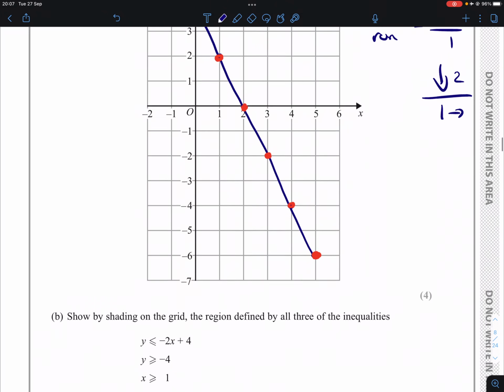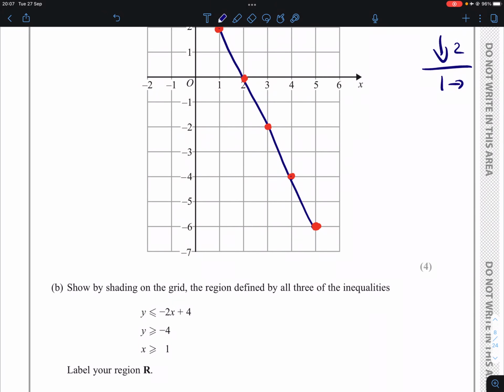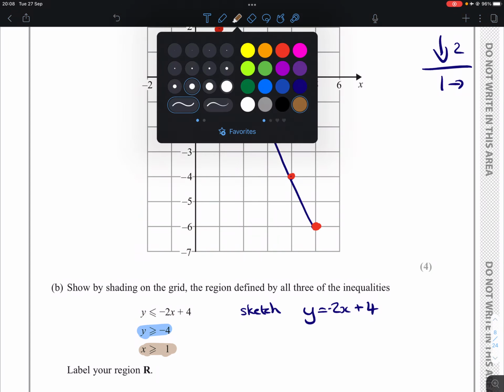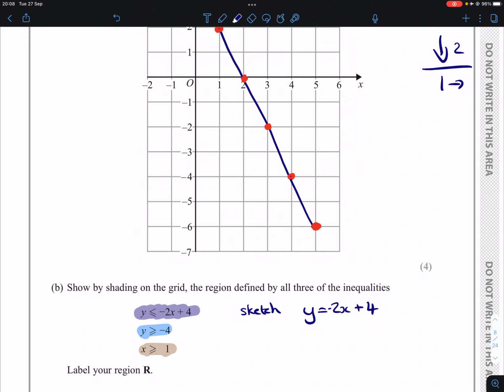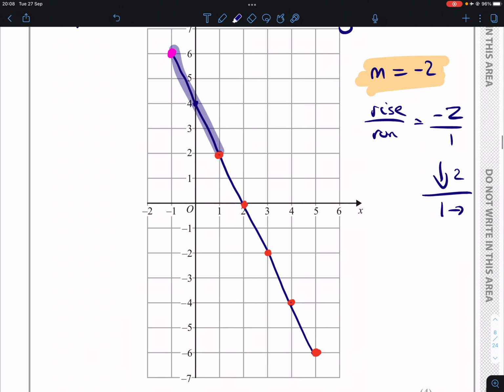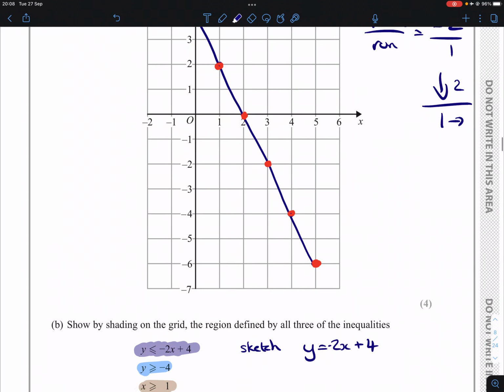Okay. B. Show by shading on the grid the region defined by all three of these inequalities. So we have three inequalities that have been given that I'm going to color code here. In terms of shading inequalities, what you technically do first is sketch the graph of the equations. It just so happens that this navy line is the one that we just drew in the previous question. So that line there we already have drawn.